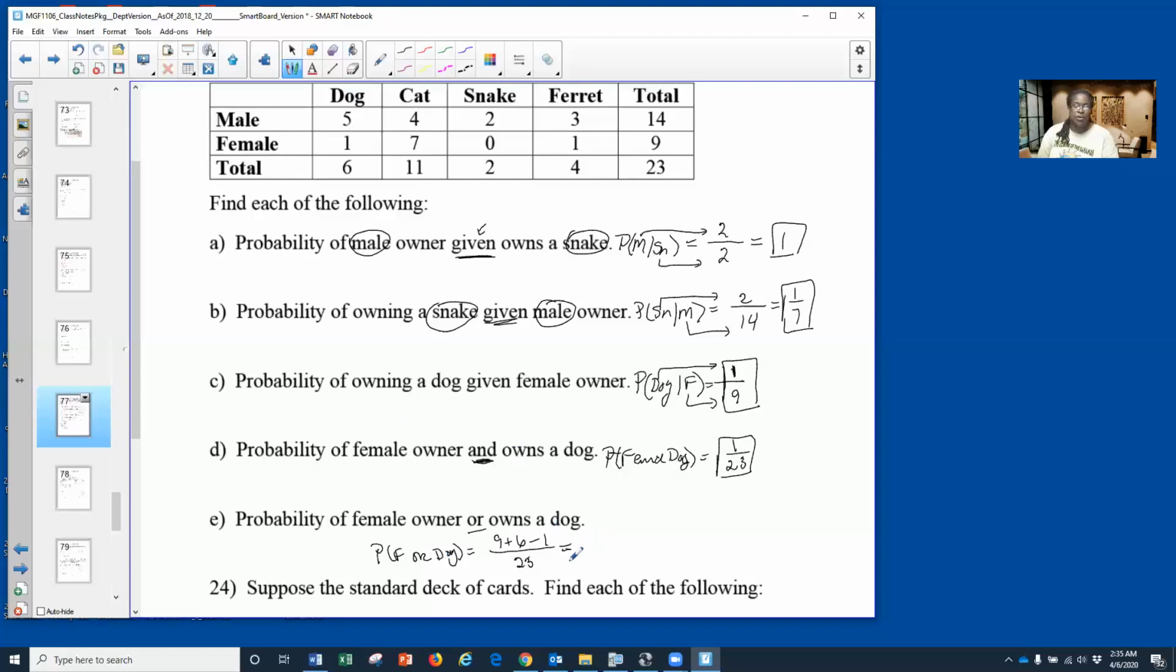Okay, so we've got the probability of a female, probability of a dog, subtract out the overlap. We're ready to do the math. So we have 9 plus 6 gives us 15. 15 minus 1 is 14. 14 over 23. Can this be reduced? No. So 14 over 23 is our result.